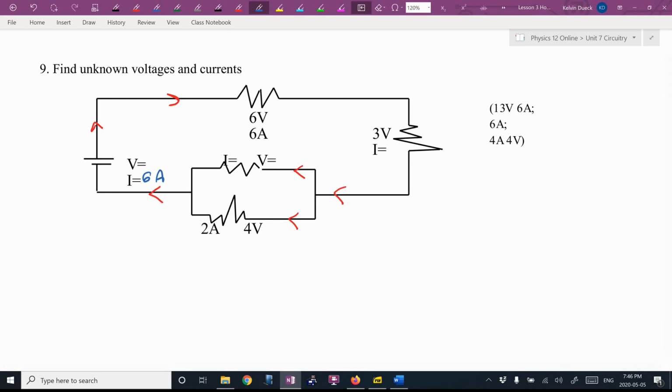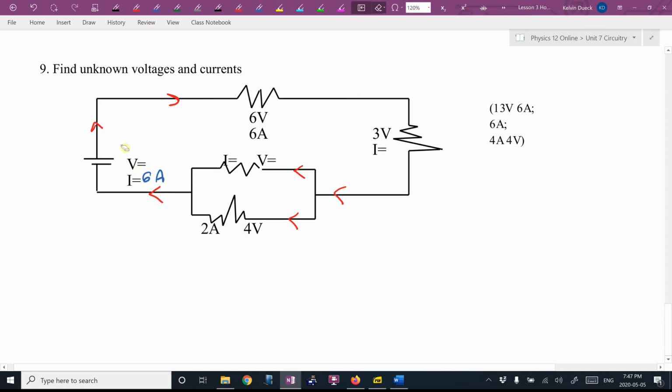Step 3, look for anywhere where I know two things. Now, I know two things here. I can find resistance and power, but they're not interested in that. And I know two things here. I can find resistance and power, but they're not interested in that. I think what I now am going to have to try and figure out is the voltage. Specifically, I'm going to have to figure out how many volts this battery is.